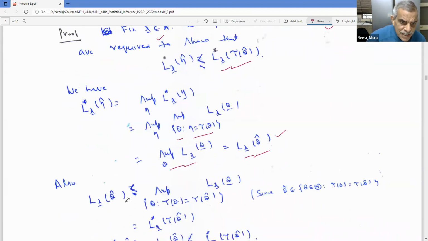Now I try to look at what is Lx theta hat. Lx theta hat would be less than or equal to the supremum of all those tau theta over all theta such that tau theta is equal to tau theta hat.